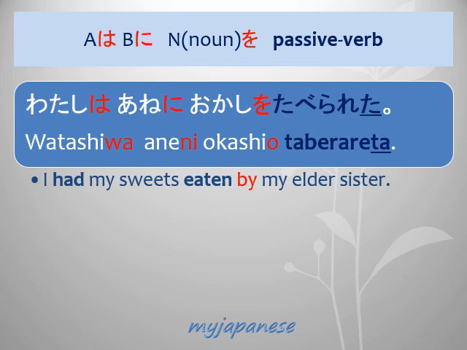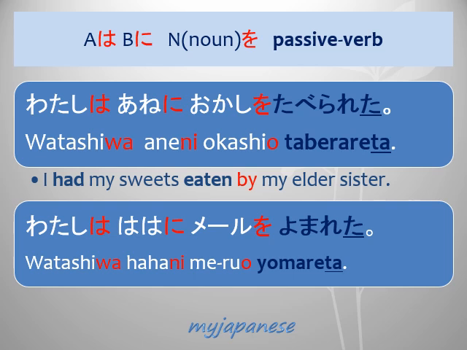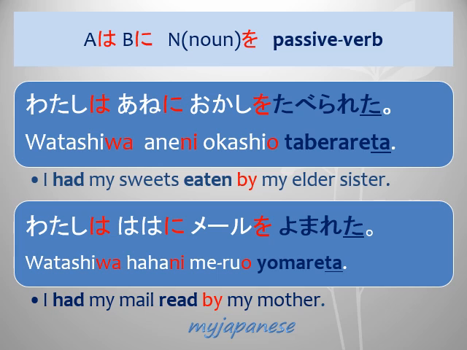私は姉にお菓子を食べられた。I had my sweets eaten by my elder sister. This sentence pattern can also express a situation when you get annoyed or inconvenienced. One more example. 私は母にメールを読まれた。I had my mail read by my mother. Okay, these are the usages of the passive verb.